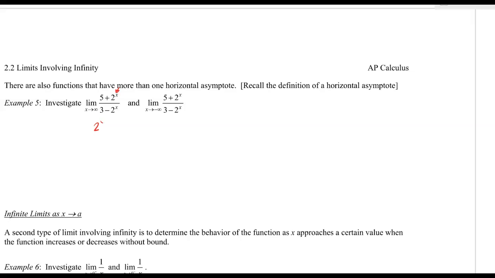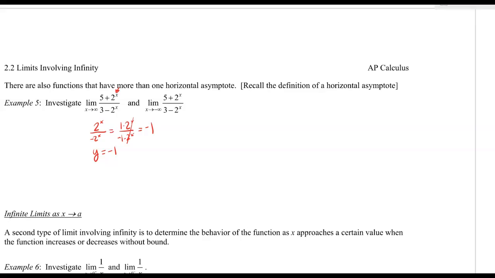So I've got 2^x over -2^x. What's going to happen is basically I've got 1 times 2^x over -1 times 2^x, and those are just going to cancel out, leaving me with just a -1. So I should have a horizontal asymptote at y is equal to -1.